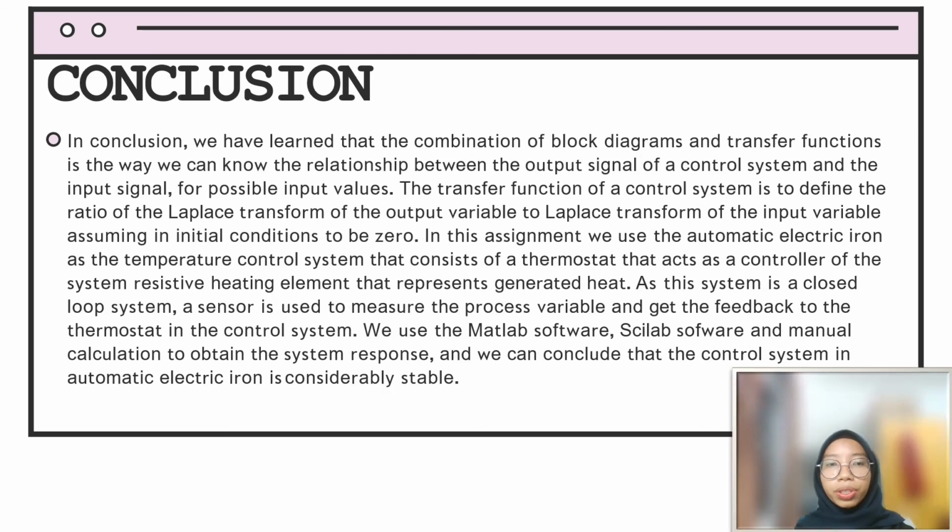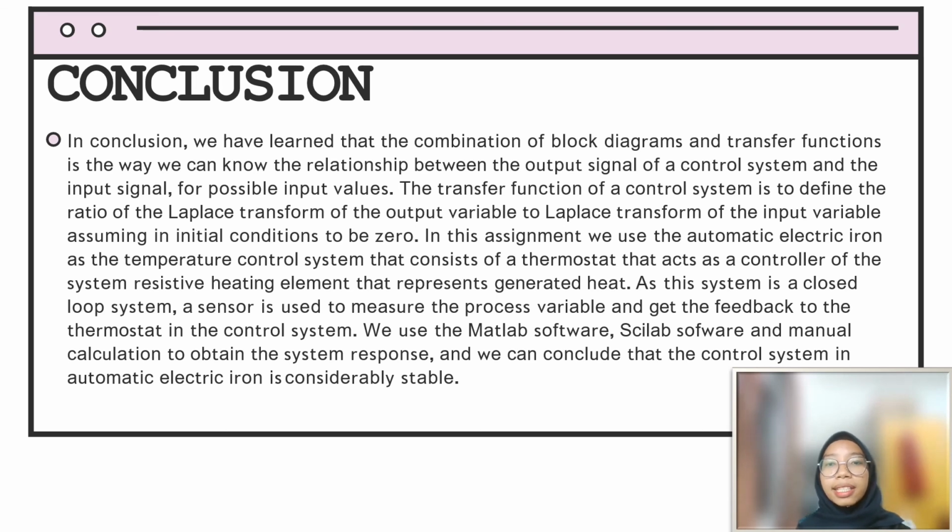For the conclusion, we have learned that the combination of block diagram and the transfer function is the way we can know the relationship between the output signal of the control system and the input signal for possible input values. The transfer function of a control system is defined as the ratio of the Laplace transform of the output variable to the Laplace transform of the input variable, assuming the initial conditions to be 0.